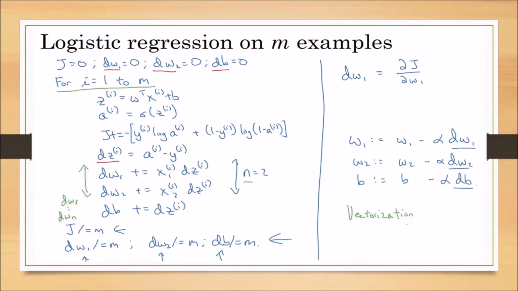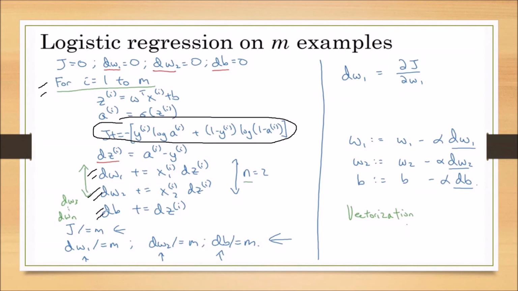But remember, here we are taking one for loop for i equals 1 to m, because we want to calculate the cost function for m training samples. We want to calculate the differentiation of the cost function with respect to W1 for m training samples, with respect to W2 again for m training samples, and with respect to B for m training samples. We are using a for loop here. Because we have only two parameters, it is okay.